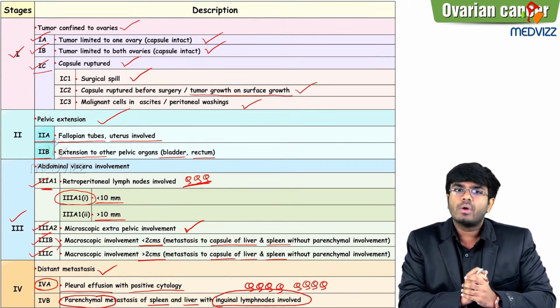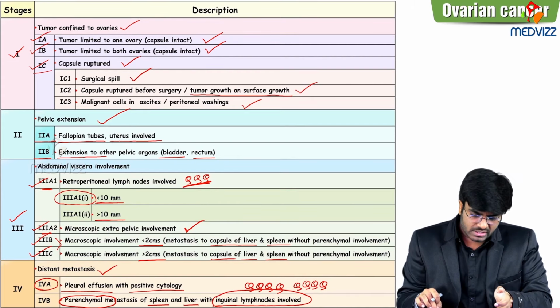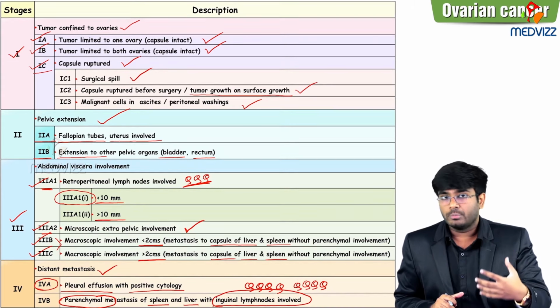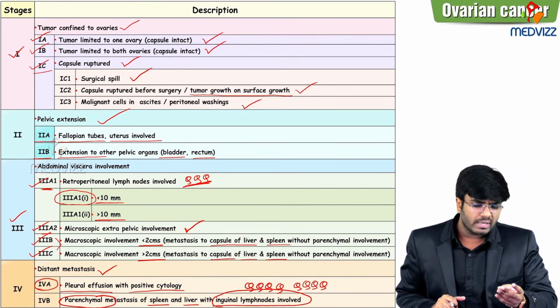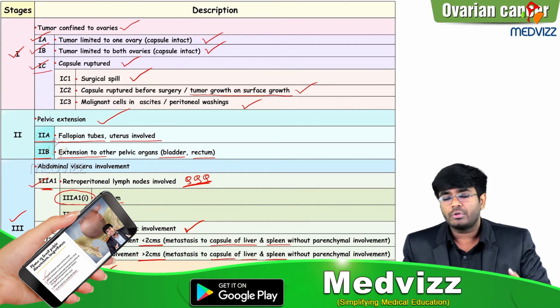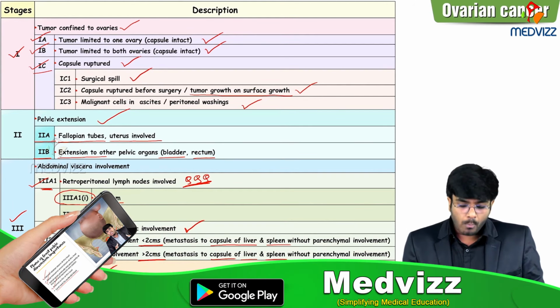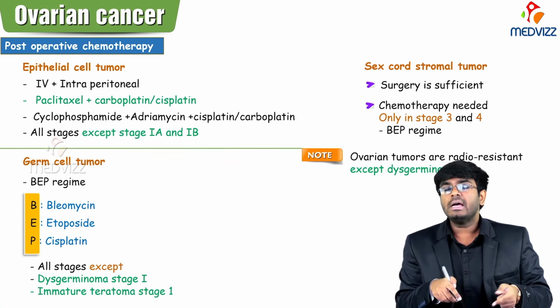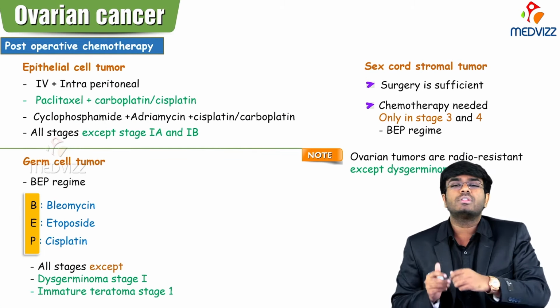So now what can we do after staging? Based on staging, and based on the type of tumor, whether it's an epithelial ovarian tumor, germ cell tumor, or sex cord stromal tumor, what we can do is post-operative chemotherapy. See what we are doing here? Chemotherapy, but not radiotherapy.